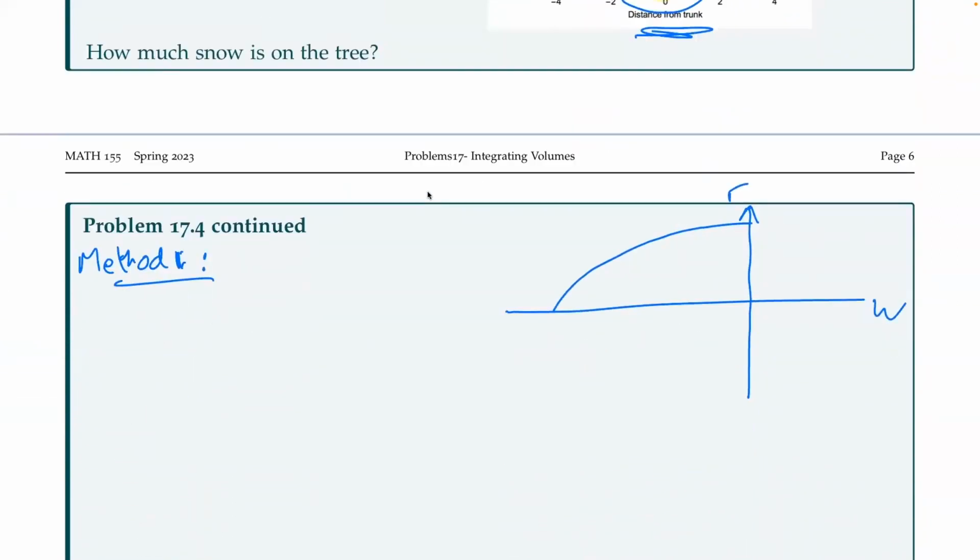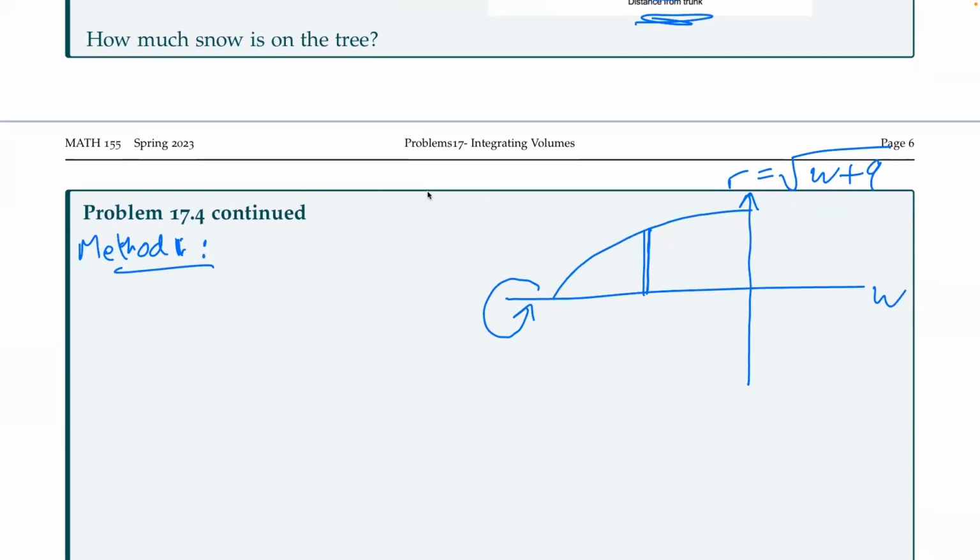So what we're doing is we're now taking slices like this, and then we're rotating it around this axis here. This is just what we've done, right? We've got rotational symmetry, we've got a curve, we have an equation for that curve. R is equal to square root of W plus 9. That gives us the radius at a particular point. Now we can work out what is the volume based on that radius, okay?